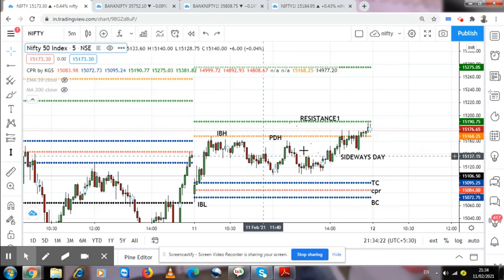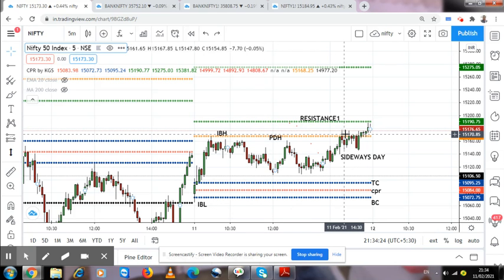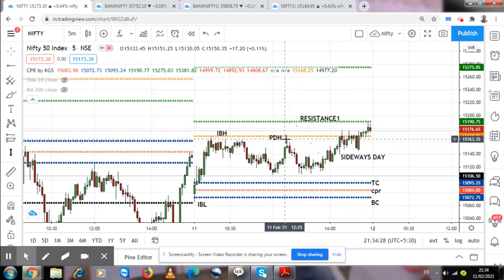I was looking for a strong breakout from this level, the previous day high, and it is also the initial balance high. So initially the price was rejected here.